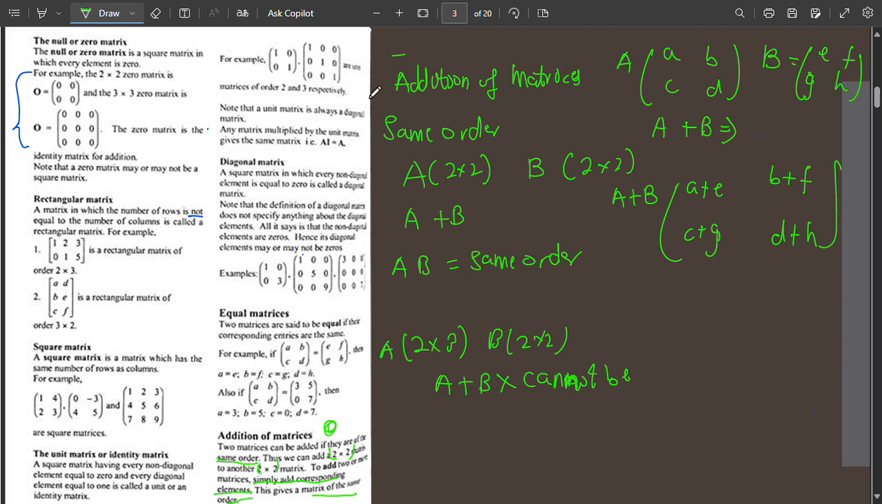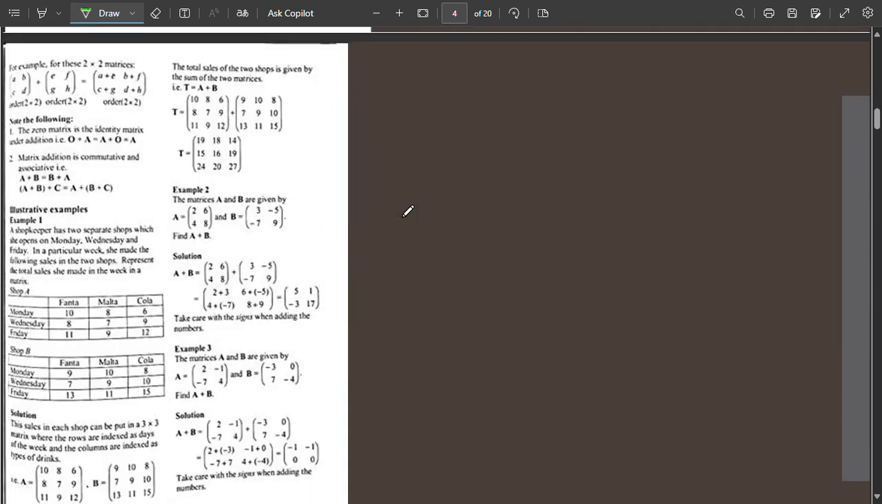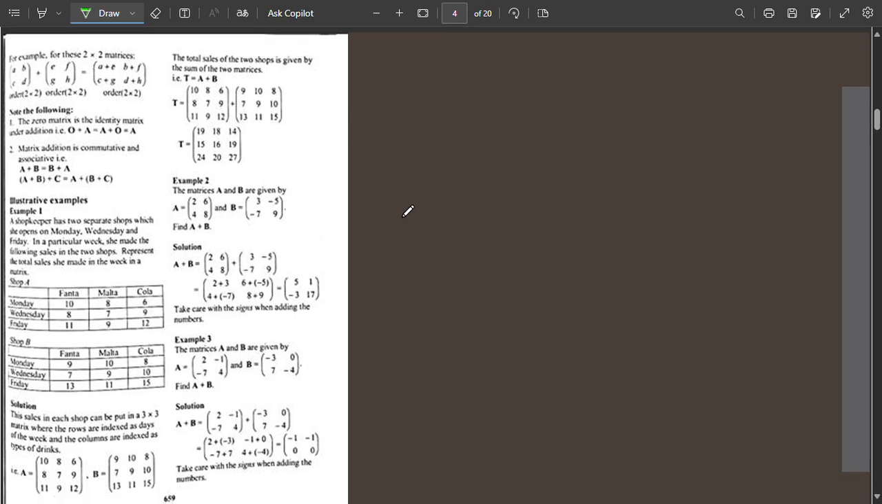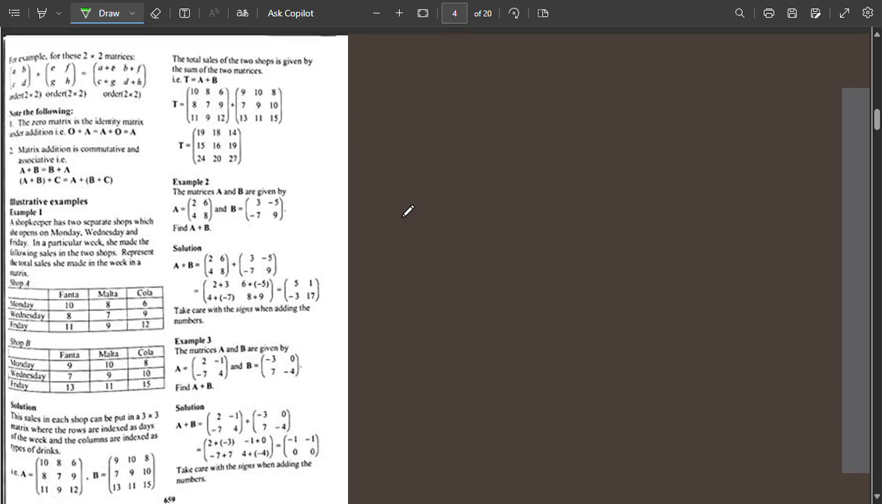Let's proceed. So for example, this is an example given here. Note the following. Let's look at these notes. The zero matrix is the identity matrix under addition, right? So I explained this earlier that because the zero matrix has zeros everywhere, when we add it to anything, we get the same thing, and in the end, it becomes our identity matrix.